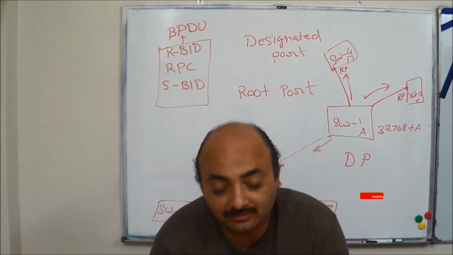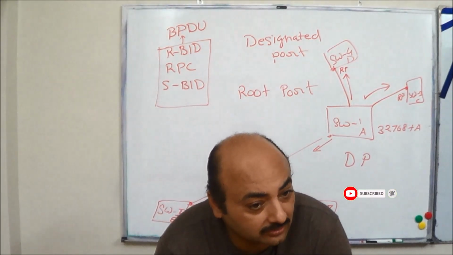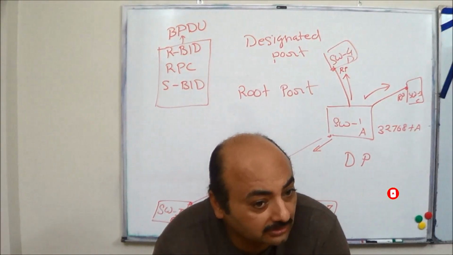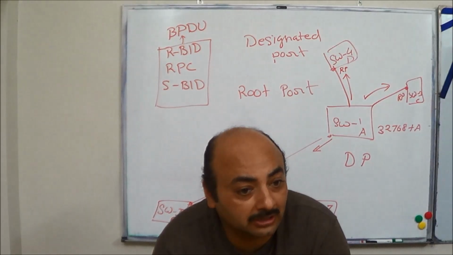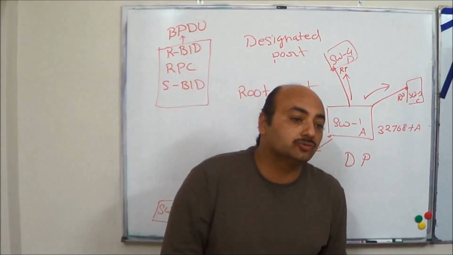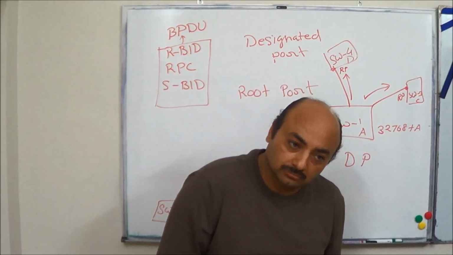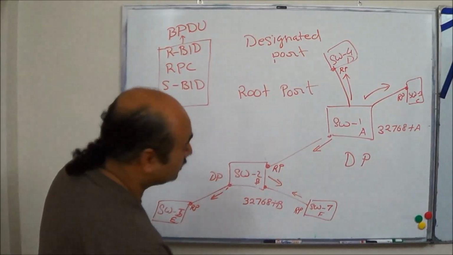5,000 switches. How many bridges? 5,000. How many root bridges? One. How many root ports? 4,999. Every switch which is a non-root bridge will have a root port. Clear? Okay. Now that is clear, let's move on.